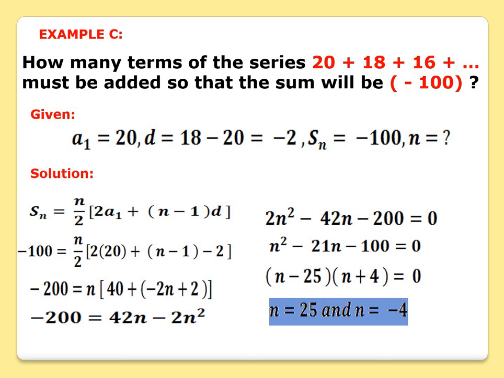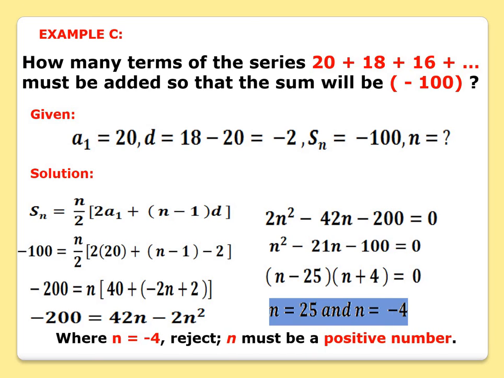Which is which? Can we accept n equals 25? And can we accept also negative 4 as n? Where n is negative 4, we need to reject because we're talking about the term, the number of terms. We don't have negative. N must be a positive number. Therefore, n is 25.